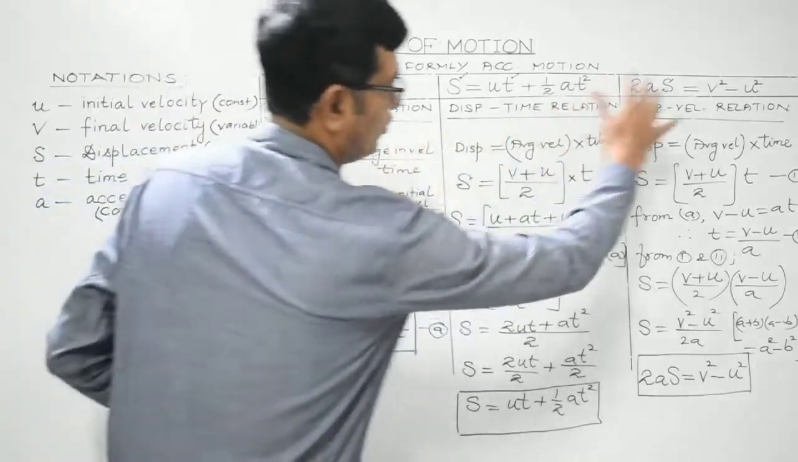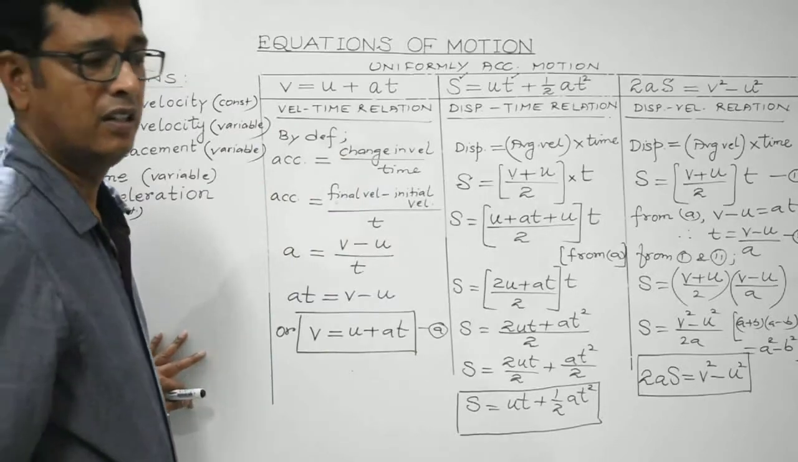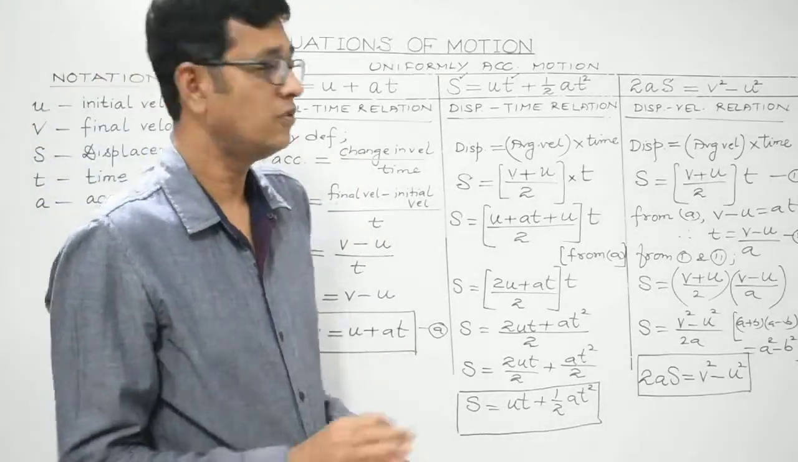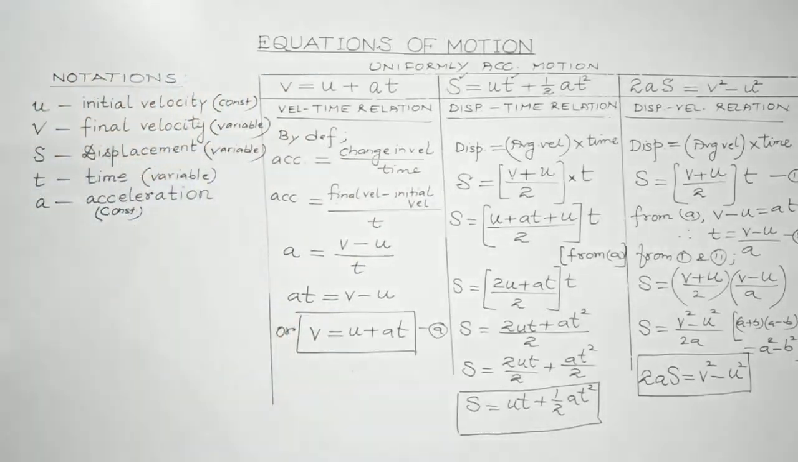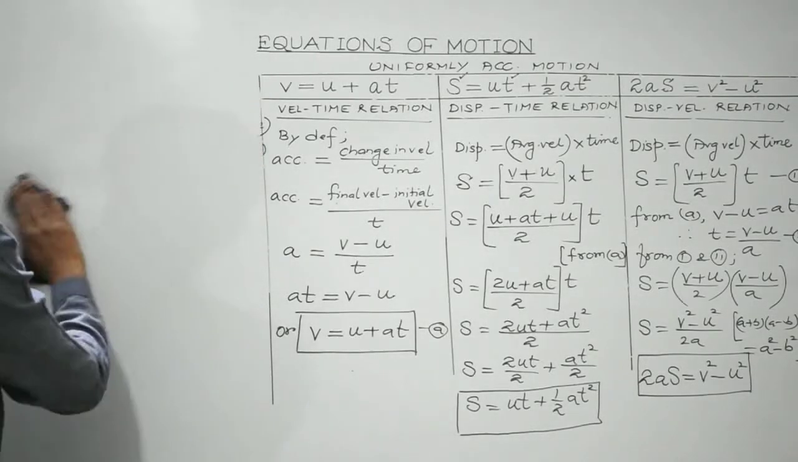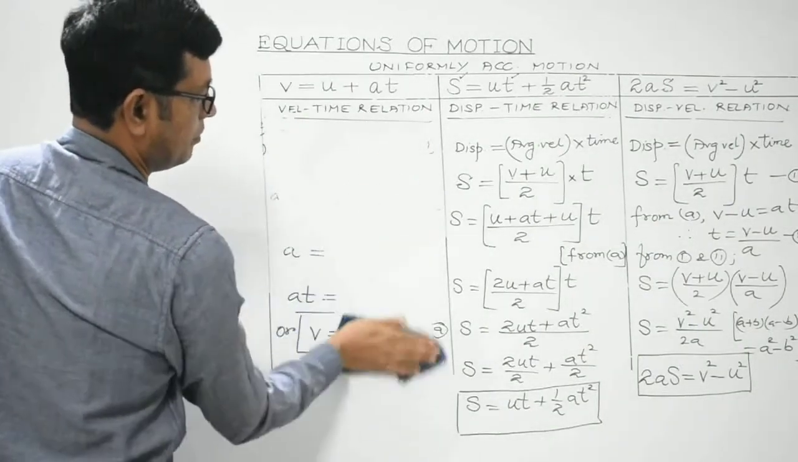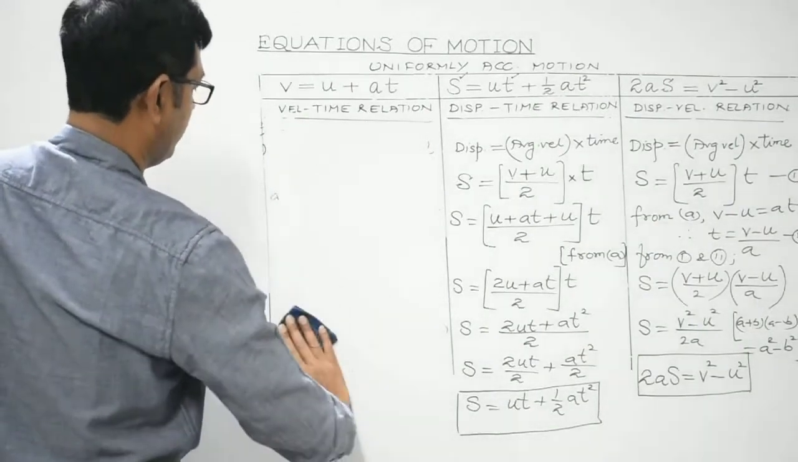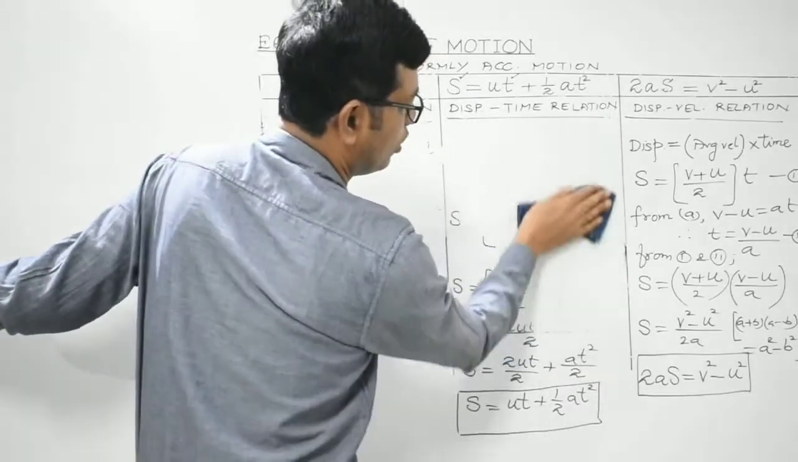So we have derived the equations of motion using the normal method. Now we will try to derive the same equations of motion graphically, right? For that we need to plot a graph. We need to concentrate on plotting the VT graph, that is the velocity-time graph, and then we will be easily able to derive all three equations of motion.